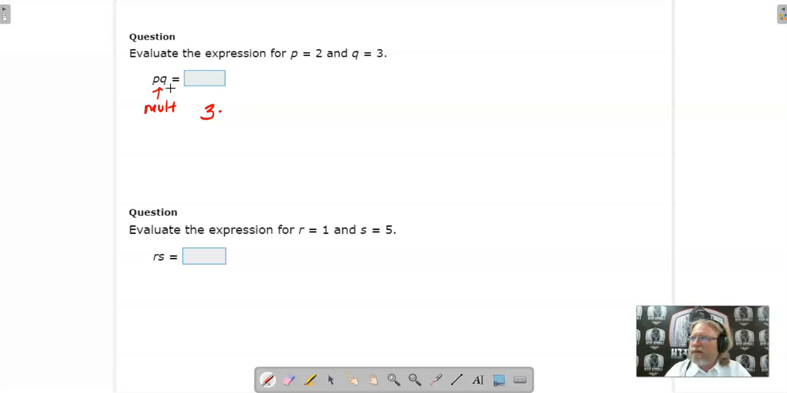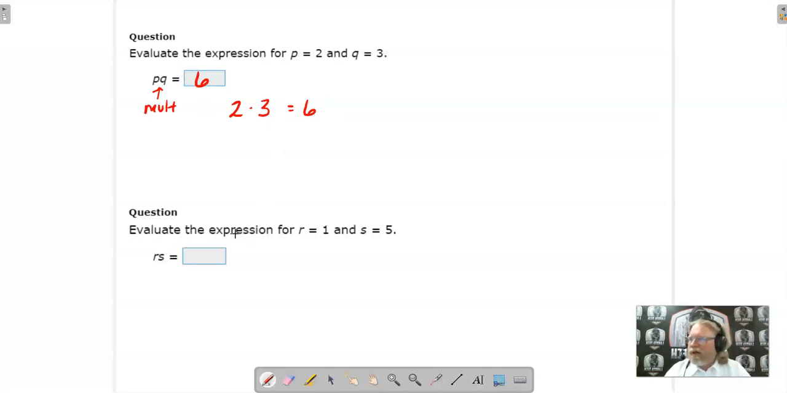So 3 times whatever Q is, and Q is, oh, I take that back. I got caught up, and I'm a little bit dyslexic at times, so P and Q kind of look the same to me. P is 2, and times, and then Q is 3. So in this case, we're going to have 2 times 3, and that is 6. So we just type in 6 and hit enter.